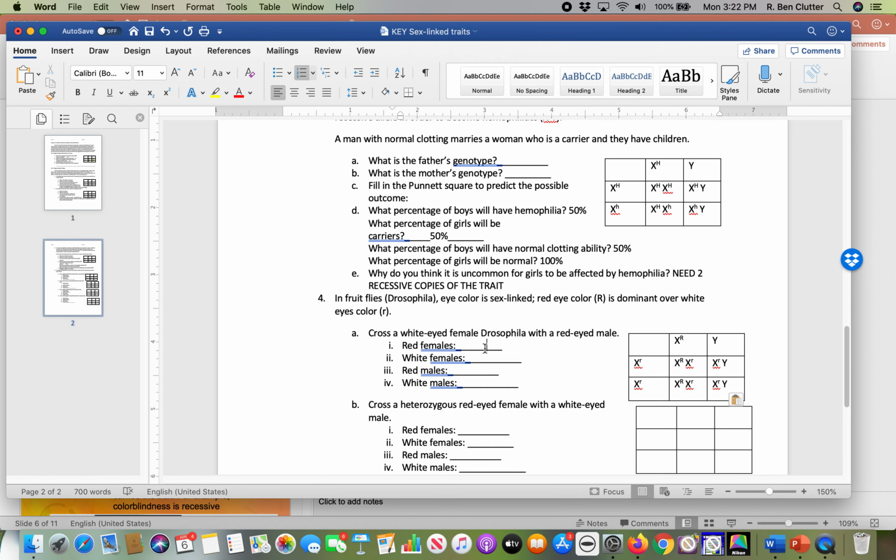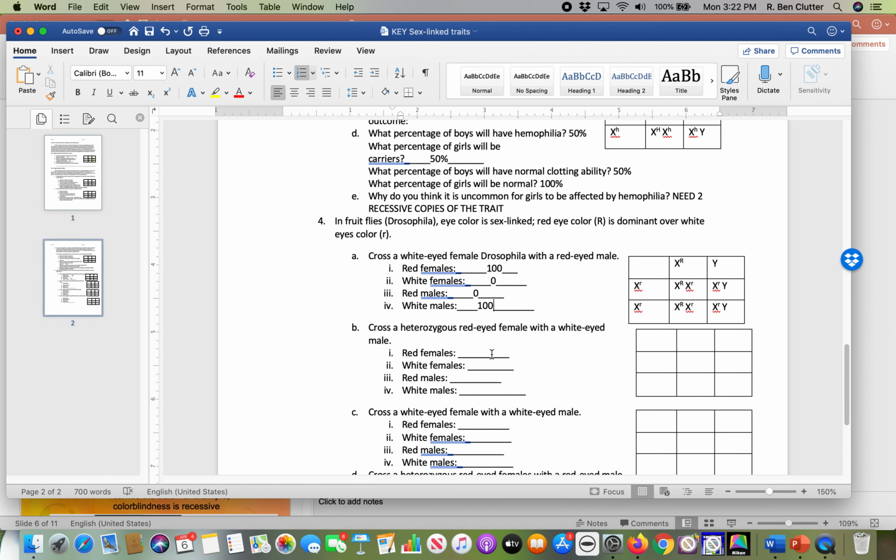So, red-eyed females, 100%. White-eyed females, 0%. By the way, 100% of the females are also carriers. All right, red-eyed males, 0%. And white-eyed males, 100%. Remember, we divided out by males and females in terms of percentage. All right, let me see if I can just copy this whole graph. It might save me some time here.